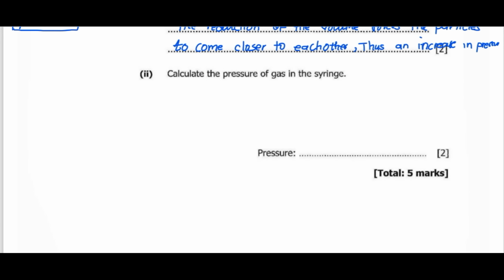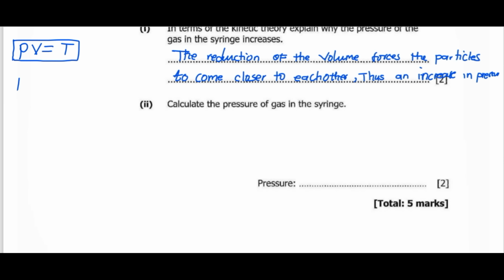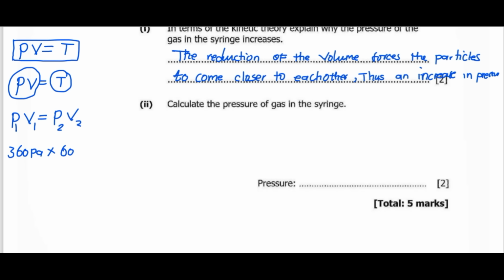Here, the temperature is already the subject of the formula. So what are we supposed to do? Where there is T, we put the exact T on the left side. So P1V1 is equal to P2V2. This is the formula that we are going to use. Pressure 1 is 360 Pascal. Volume 1 is 60 cubic centimeters. Pressure 2 is what we are solving. Volume 2 is 20 cubic centimeters.